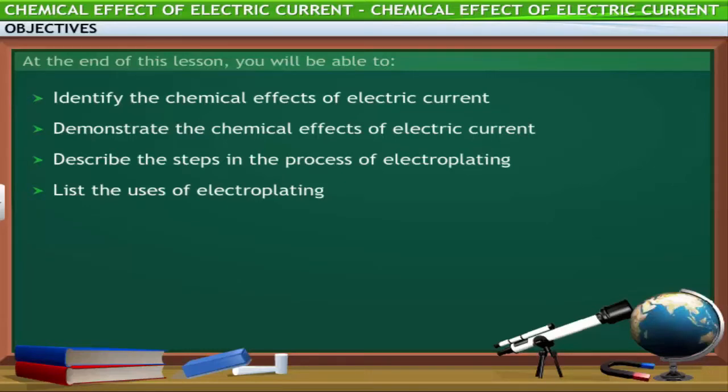In this lesson, you will learn about the chemical effects of electric current and electroplating. At the end of this lesson, you will be able to identify the chemical effects of electric current, demonstrate the chemical effects of electric current, describe the steps in the process of electroplating, and list the uses of electroplating.